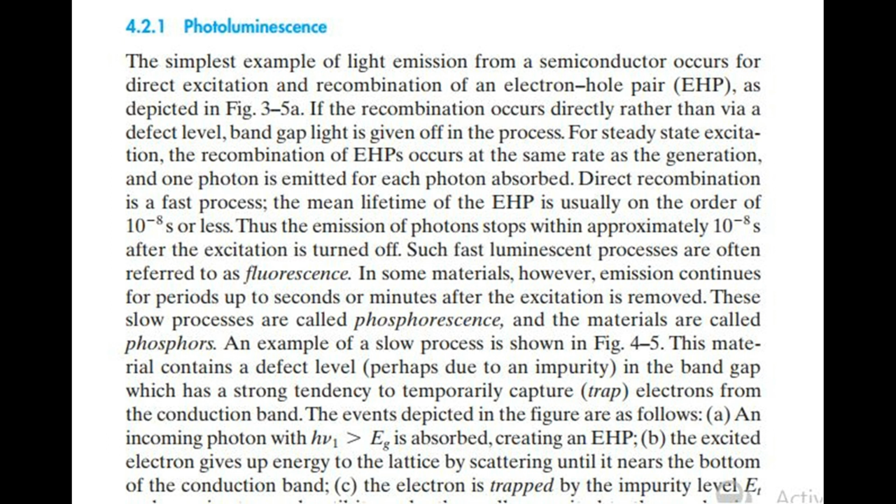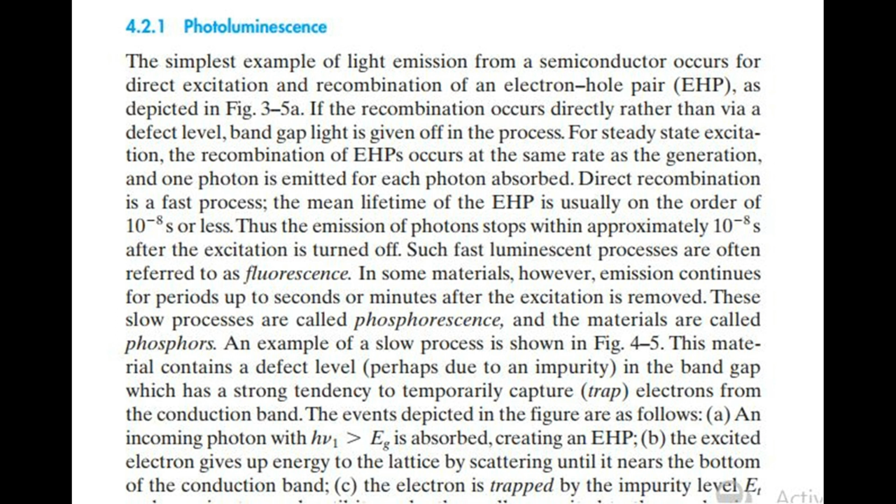Photoluminescence. The simplest example of light emission from a semiconductor occurs for direct excitation and recombination of an electron-hole pair, EHP, as depicted in Fig 3.5a. If the recombination occurs directly rather than via a defect level, band gap light is given off in the process. For steady-state excitation, the recombination of electron-hole pairs occurs at the same rate as the generation, and one photon is emitted for each photon absorbed.